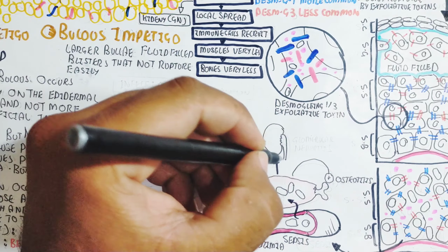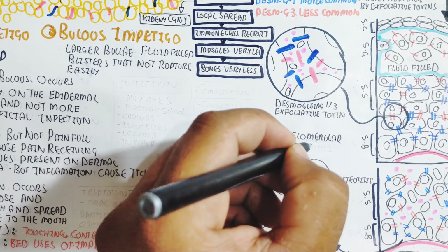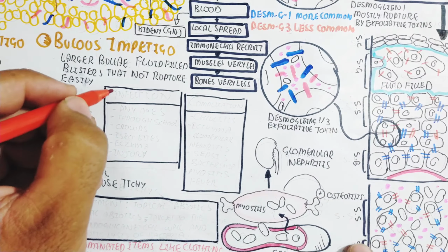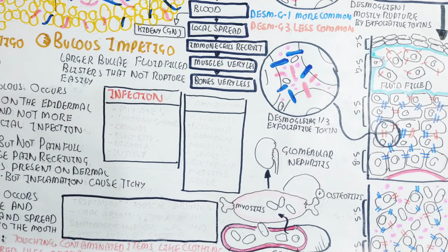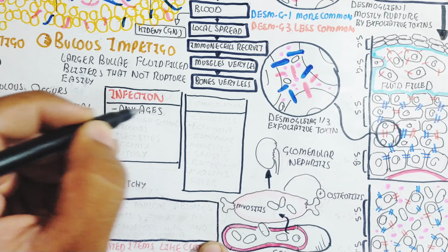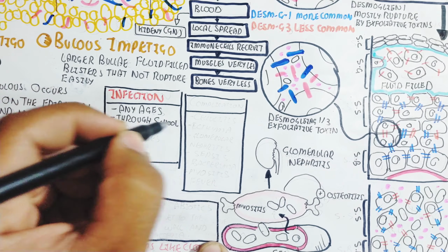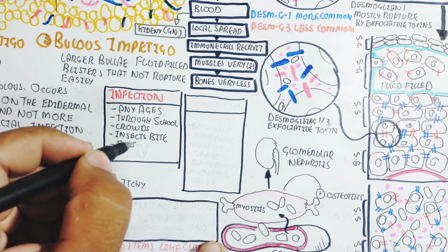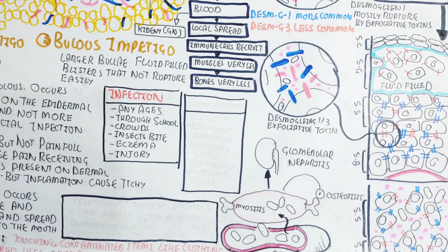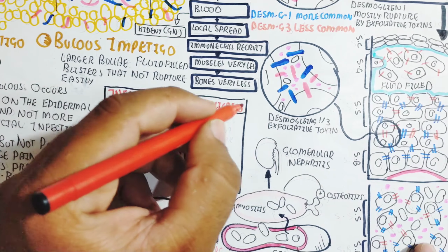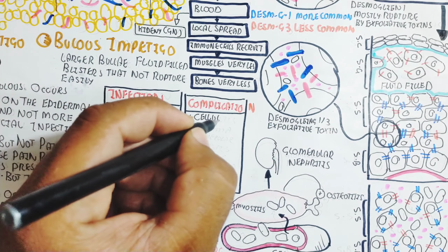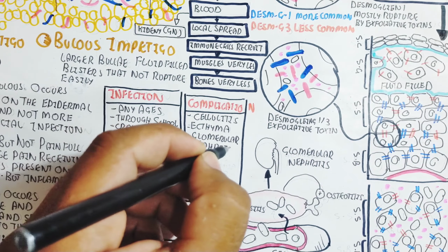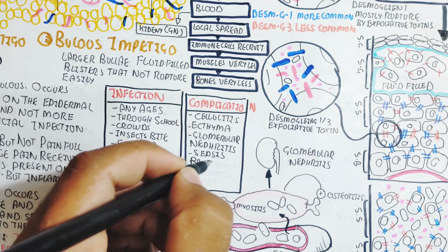So in this way, bacteremia and sepsis will occur whenever the bacteria enter the blood circulatory system, and whenever they enter the muscle they cause myositis and osteitis. On the other hand, glomerulonephritis is also possible when the bacteria target the kidney. Infection can occur at any age, through schools, crowds, insect bites, eczema and injury, and the complications can be cellulitis, eczema, glomerulonephritis, sepsis, bacteremia, myositis, and fever.